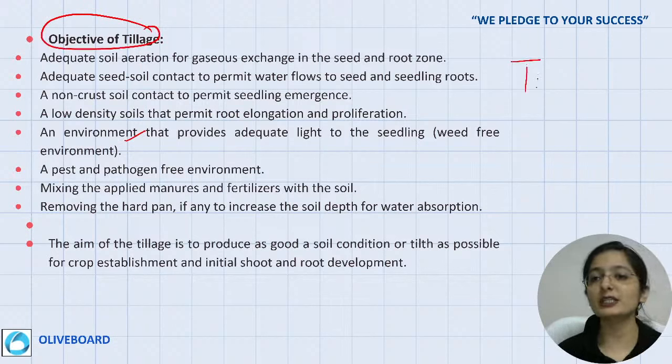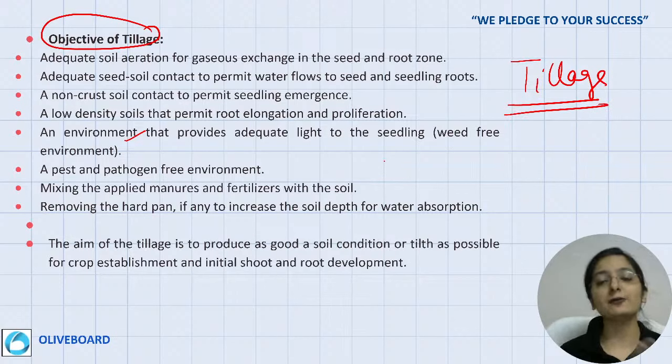Why do we do tillage? Why do we go with tillage? What is our objective?